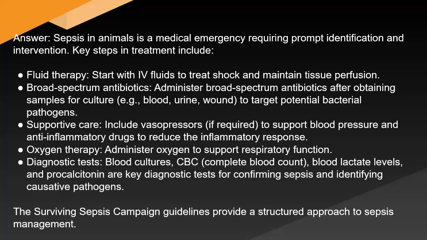Broad-spectrum antibiotics: administer broad-spectrum antibiotics after obtaining samples for culture, e.g. blood, urine, wound, to target potential bacterial pathogens. Supportive care: include vasopressors if required to support blood pressure and anti-inflammatory drugs to reduce the inflammatory response. Oxygen therapy: administer oxygen to support respiratory function. Diagnostic tests: blood cultures, CBC (complete blood count), blood lactate levels, and procalcitonin are key diagnostic tests for confirming sepsis and identifying causative pathogens. The Surviving Sepsis Campaign guidelines provide a structured approach to sepsis management.